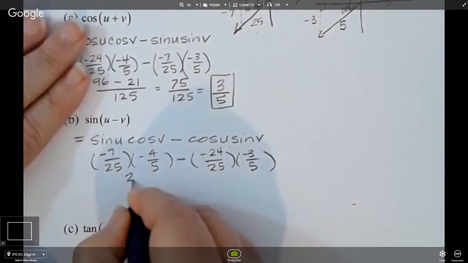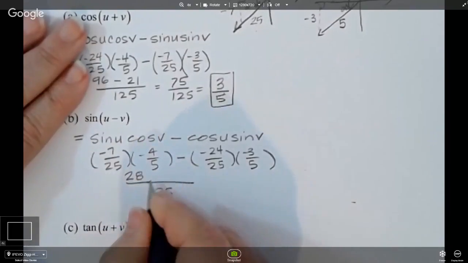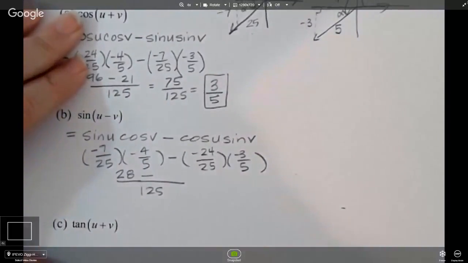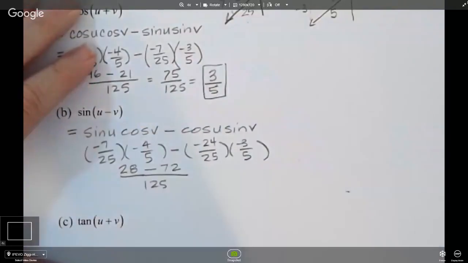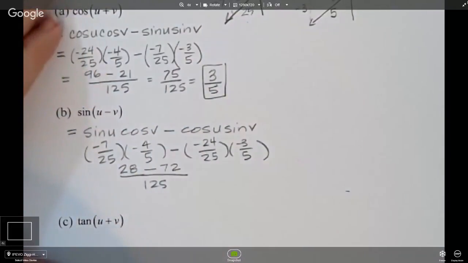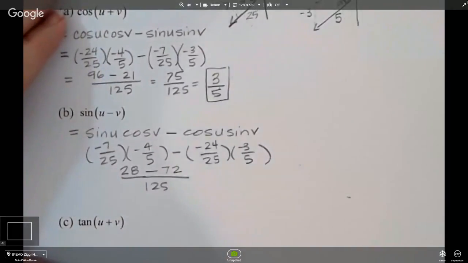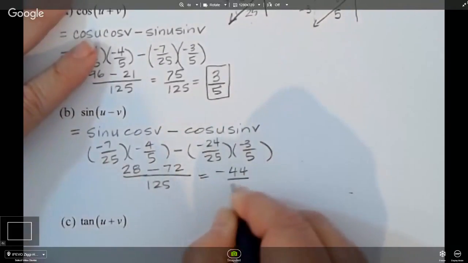So this is going to be 28 over 125 minus 24 times 3, which is 72, because we have a minus, minus, and a minus. And 72 minus 28 is 44. So this is equal to negative 44 over 125.